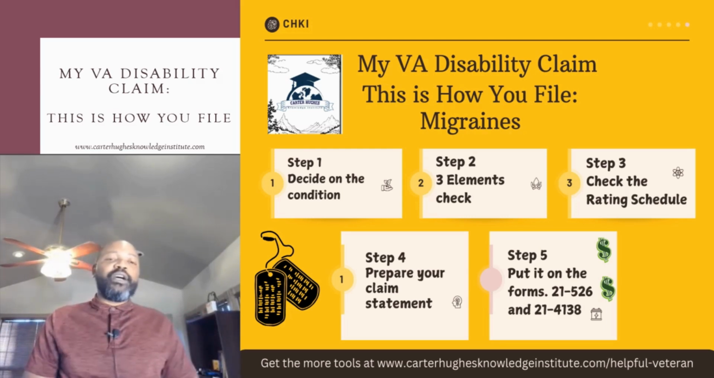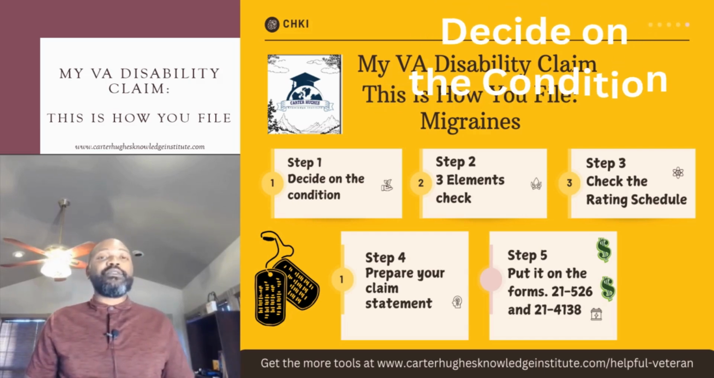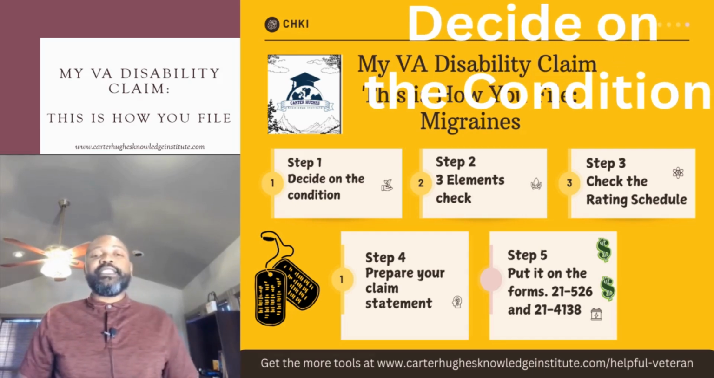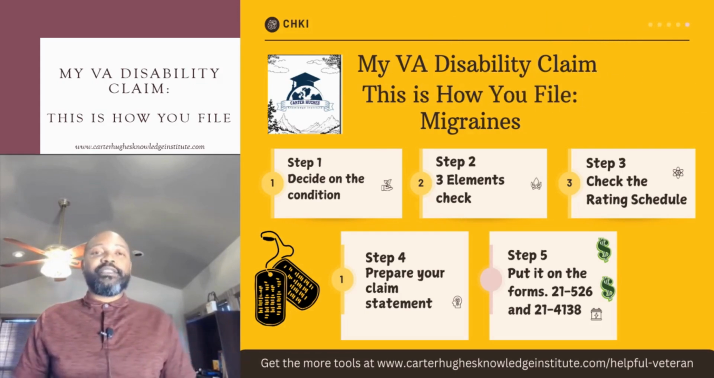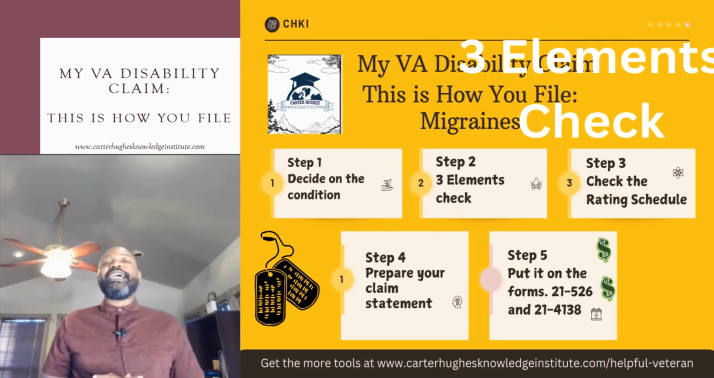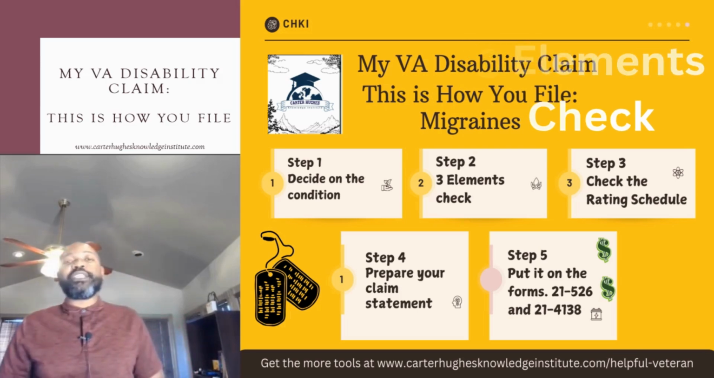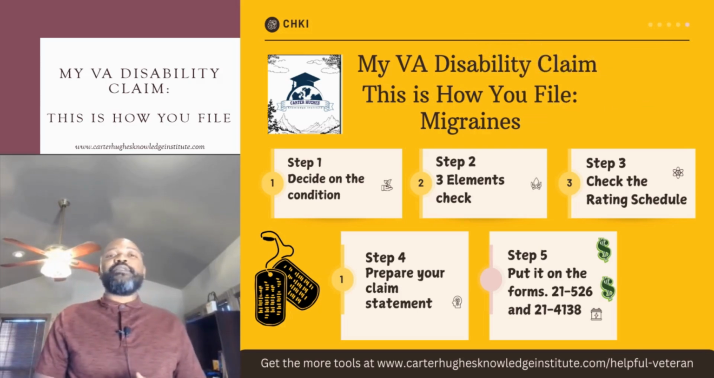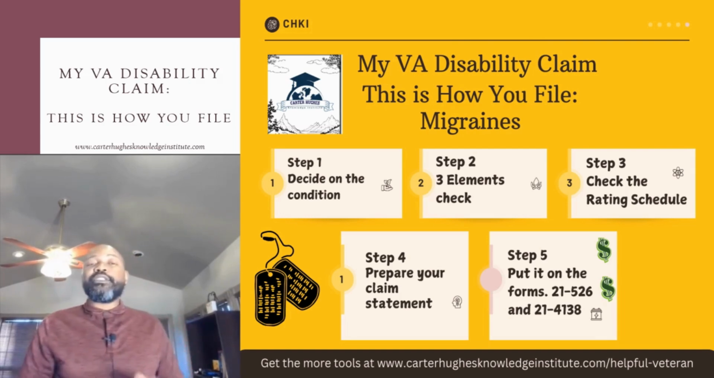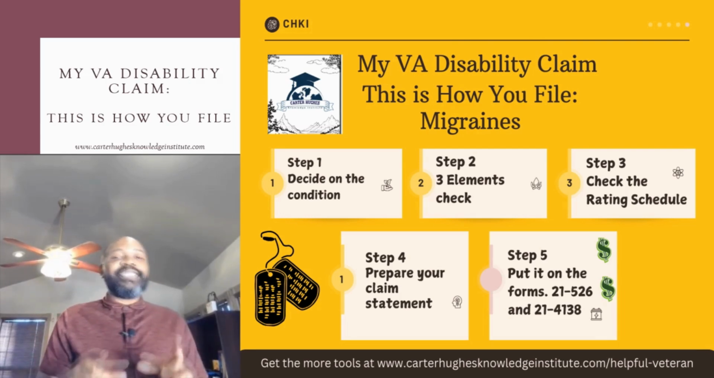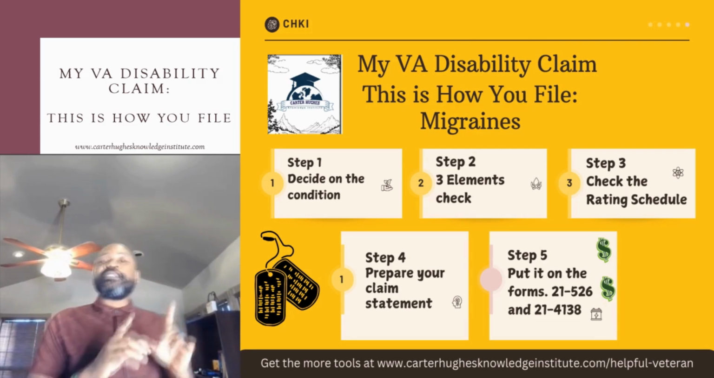Step one, decide on the condition that you're going to file for. In this situation, the condition we decided to file for is migraines. Step two, the 3 elements check. For migraines, first, do I have an in-service diagnosis or event? Do I have evidence that something happened to cause these migraines? In this scenario, the answer is yes.